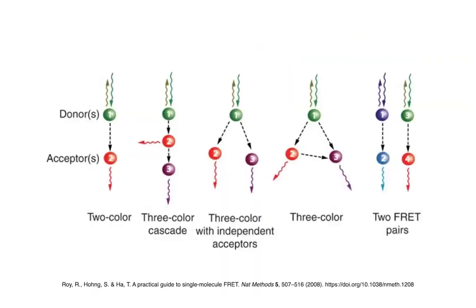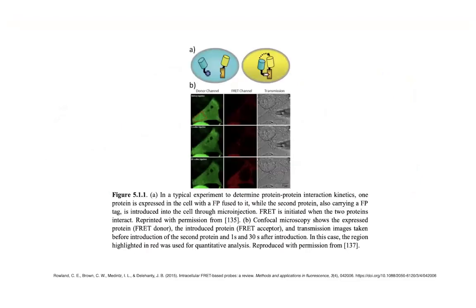And you can get super fancy with having multiple colors. You can have multiple FRETs going on at the same time. You can have 3 color cascades, all sorts of really cool stuff with FRET. But let's just focus on some simpler examples, starting with some in-cell stuff.